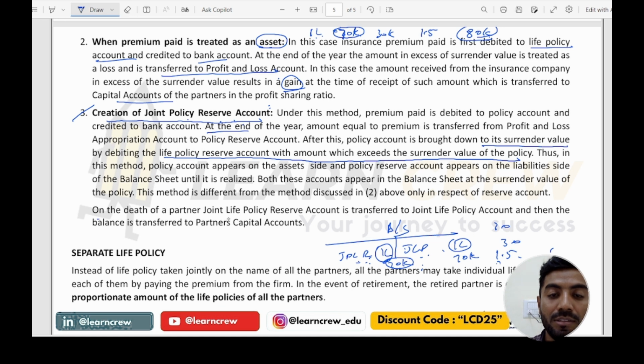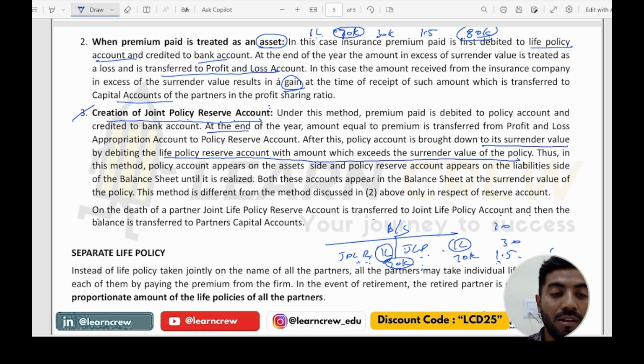On death of a partner, the joint life policy reserve account is transferred to the joint life policy account, and then the balance is transferred to the partner's capital.